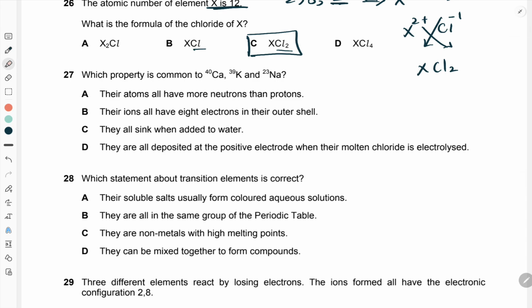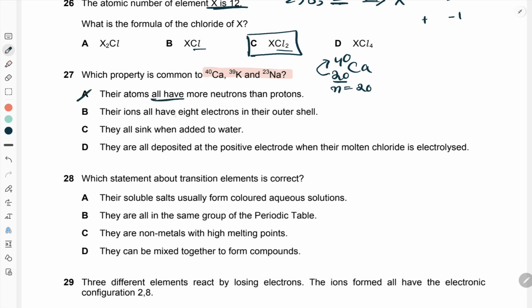Question 27. Which property is common to calcium 40, potassium 39 and sodium 23? Their atoms all have more neutrons than protons. So let's write and see whether they all have more neutrons. Calcium is 20, 40. So I think this has same protons and same neutrons. It has 20 protons and the difference is 20. So this is incorrect. The first one is incorrect.